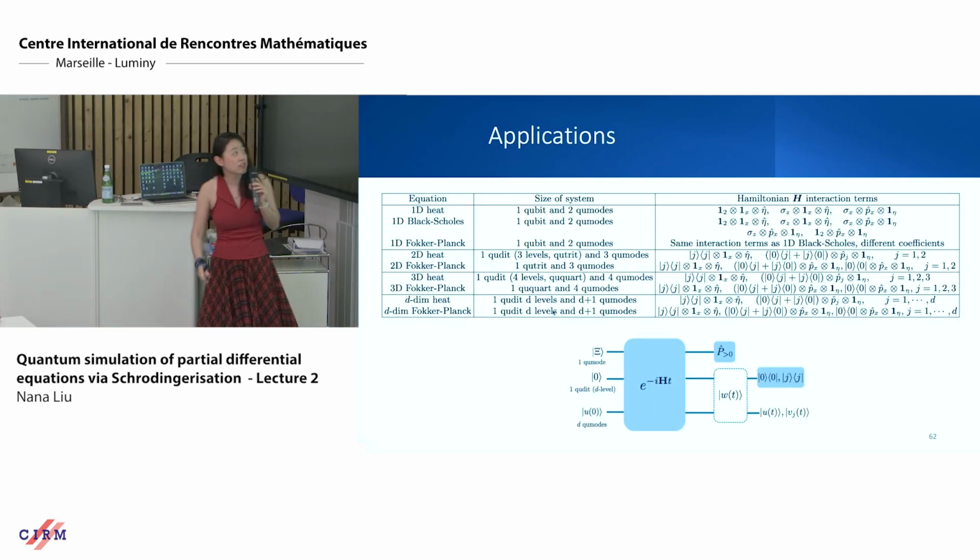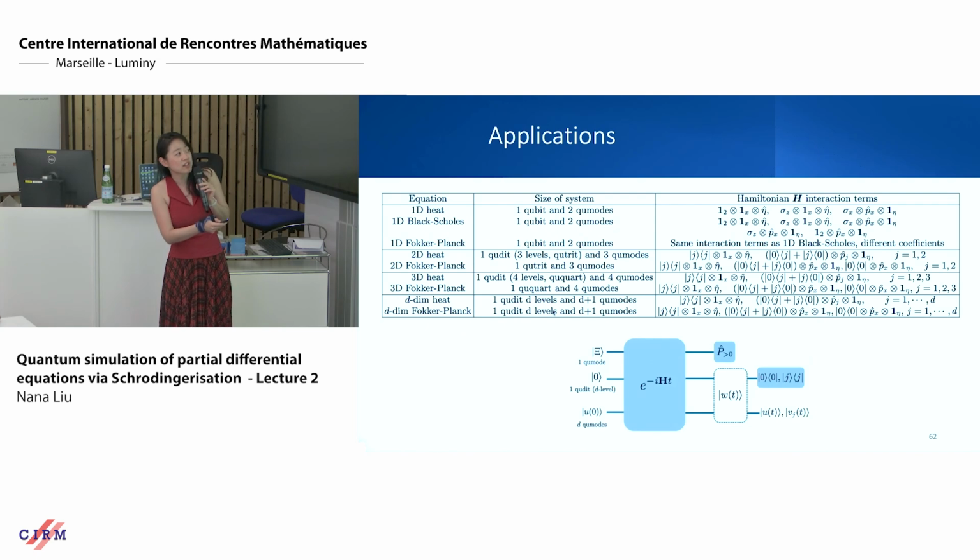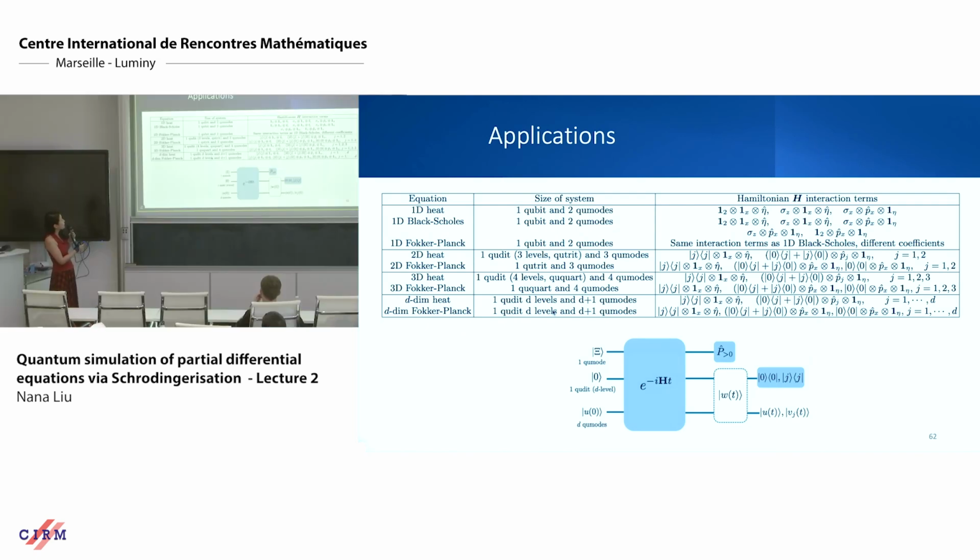So this is an example. I just write down some terms: if we want to do 1D, 2D, 3D, or D-dimensional problems, what is the size of the system? If you want to do D-dimensional Fokker-Planck, for example, then you need one qudit of D levels. Similarly, that's the same thing as log D number of qubits, and then D plus 1 qumodes. So in terms of cost, it's very small in terms of D.